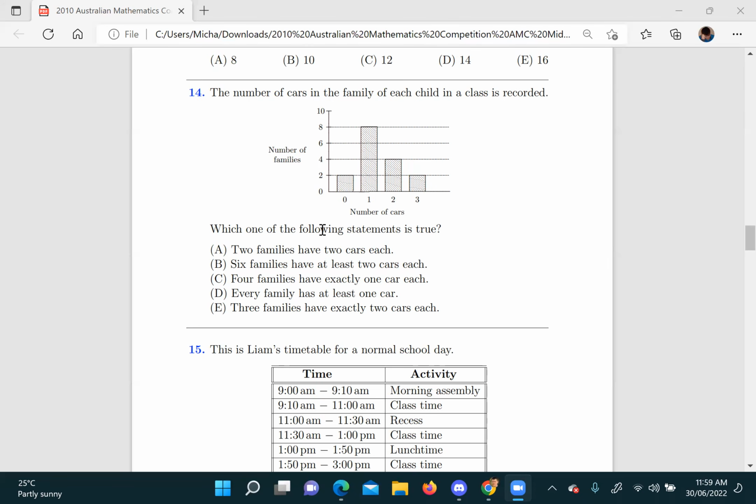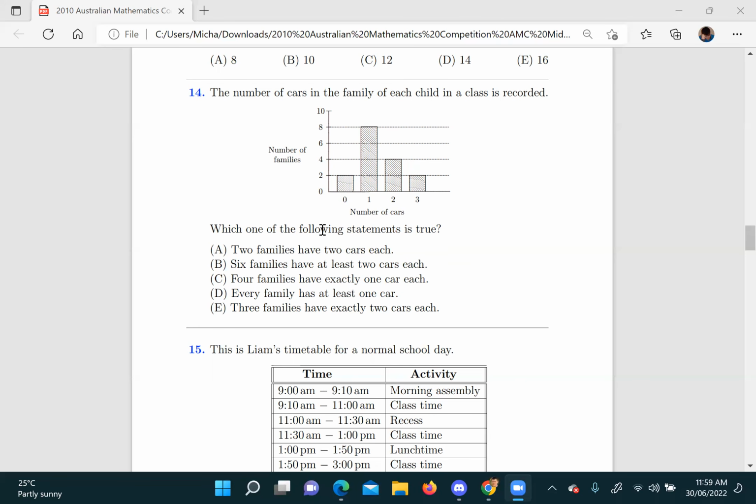Okay, which of the following statements is true, right? 2 families have 2 cars each. So we can check the statements true and we can check which statements are false, yeah? So does anyone want to suggest an answer for this? B. But I accidentally. Okay, B.